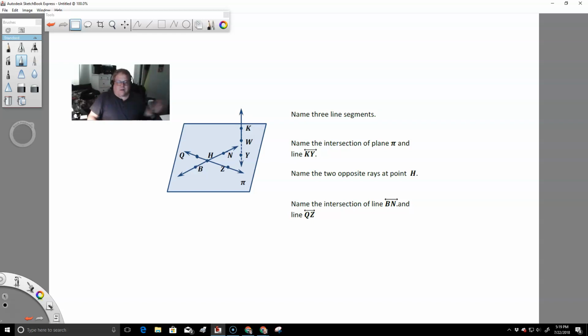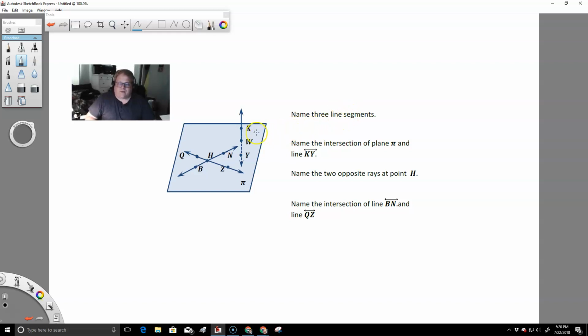All right, so let's talk about naming things. We've got to work on how to name things. So here I am sitting on a plane, and I want to make sure I have my writing tool on. I'm going to have to name 3 line segments. Well, after you've been learning about line segments, you know that line segments are pieces of a line. Literally a line that has 2 endpoints, a beginning and an end. It's a piece of a line, basically.